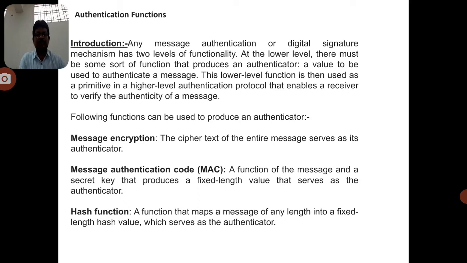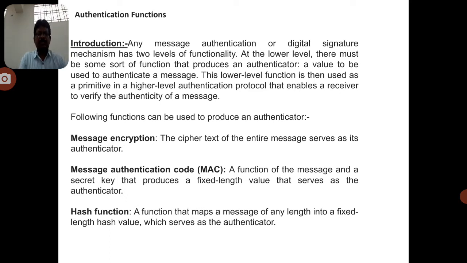So when the communication takes place in the network, any message authentication or digital signature mechanism has two levels of functionality: the lower level and the higher level. The lower level must be some sort of function that produces an authenticator, a value used to authenticate messages. Similarly, the lower-level function is then used as a primitive in a higher-level authentication protocol that enables a receiver to verify the authenticity of the messages.